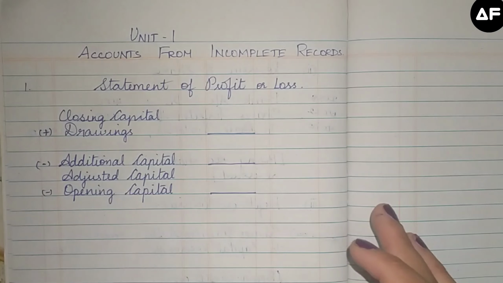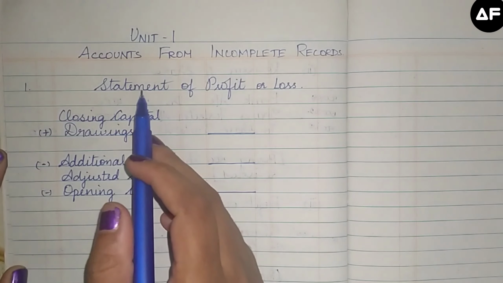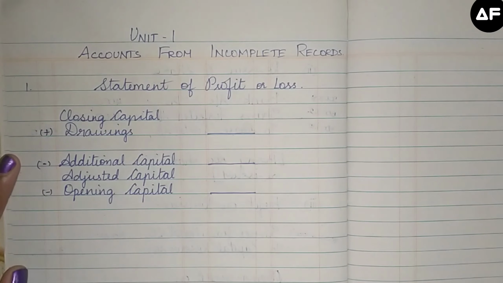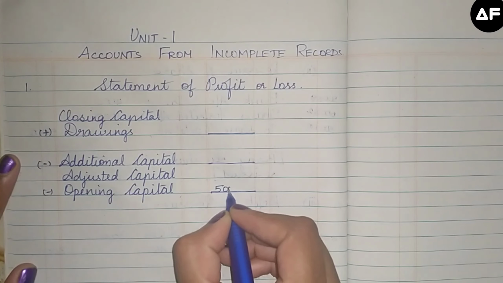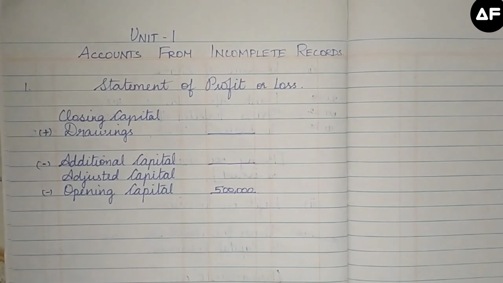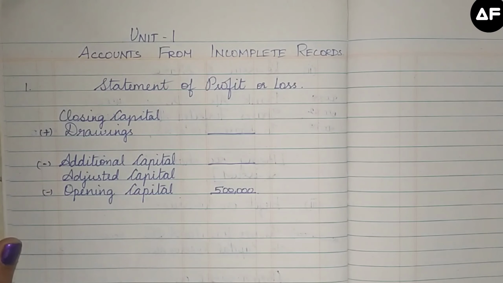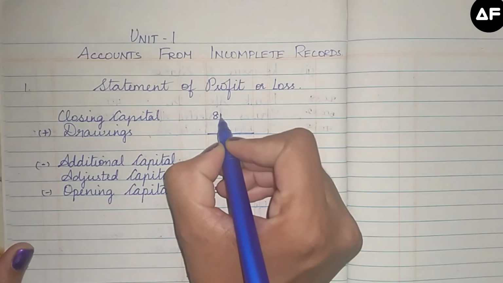So the first sum, I'm going to do the first sum. The first sum is, from the following particulars, ascertain profit or loss. We must open the statement of profit or loss. The first item is capital at the beginning of the year. Beginning of the year is opening capital. They have given you 5 lakh as opening capital. Now I'm just going to fill up these things which they have given in the problem. Secondly is capital at the end of the year. End means closing capital. So 8,50,000.